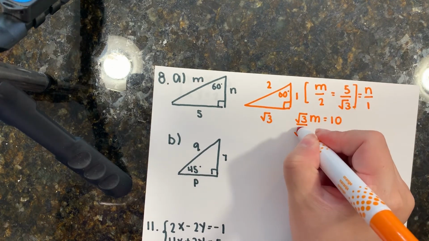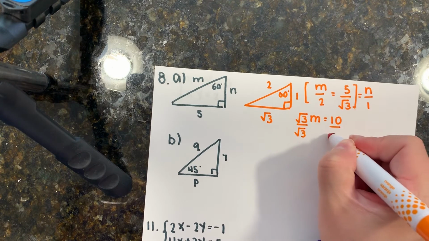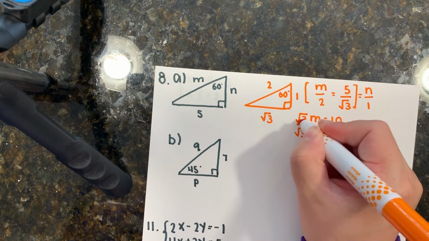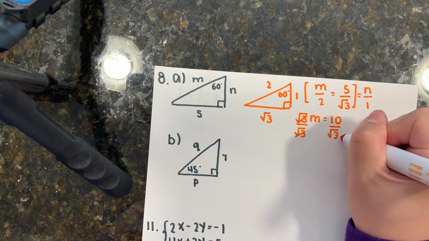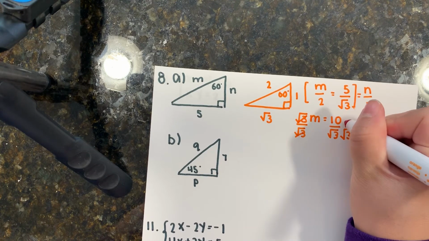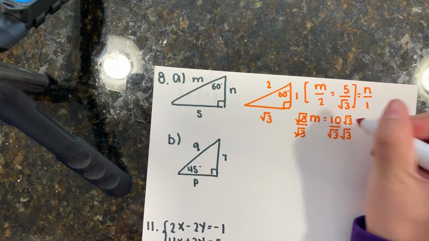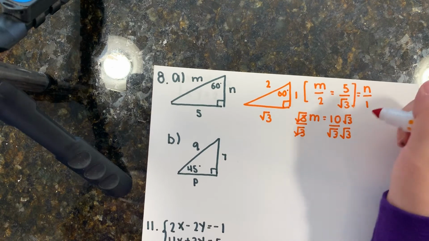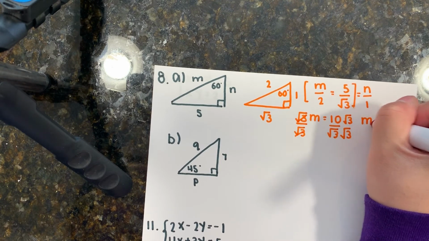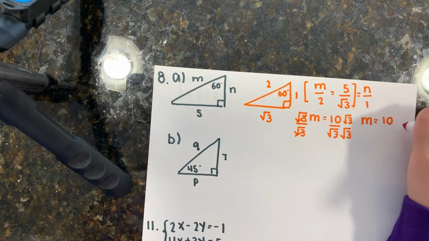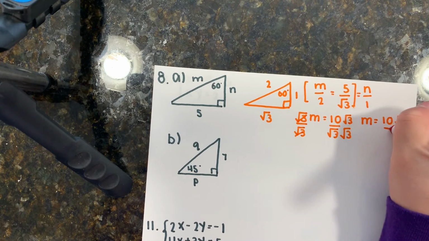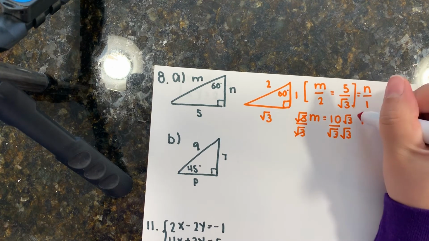Then when I divide both sides by root 3, what I have to remember is that I can never leave root 3 in the denominator. So to get rid of that, I would multiply top and bottom by the square root of 3. Which means that m is going to be 10 root 3 over 3.